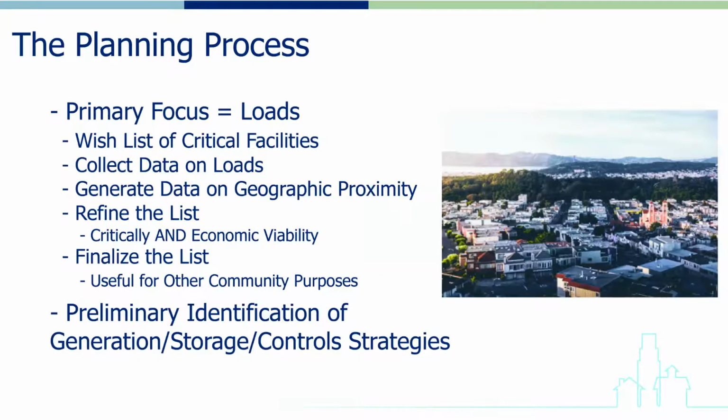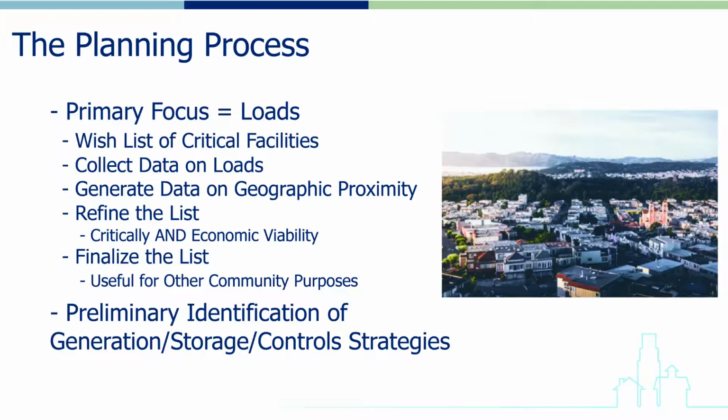During the planning phase of a microgrid development process, all 5 of these key components will be considered: loads, generation assets, storage, controls, and the utility interconnection. But the primary focus during this phase will be on loads, the buildings and infrastructure that will be served by the microgrid. During this phase, a wish list of these critical loads will be developed.